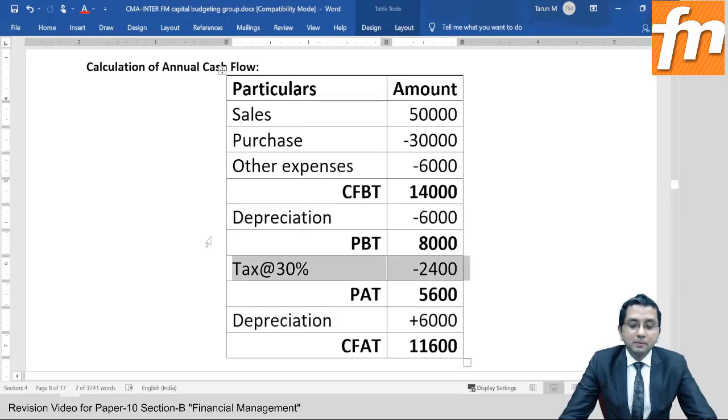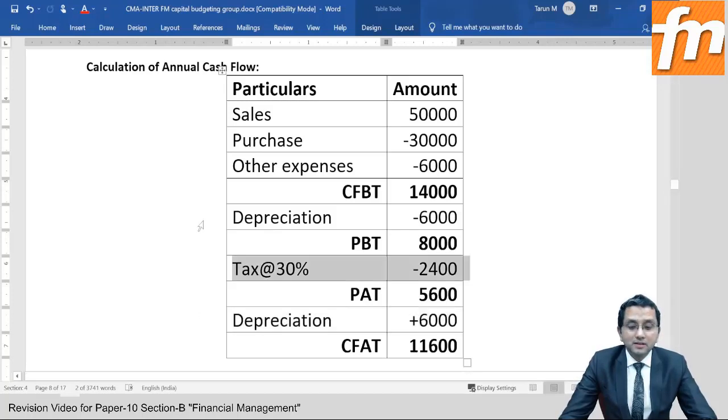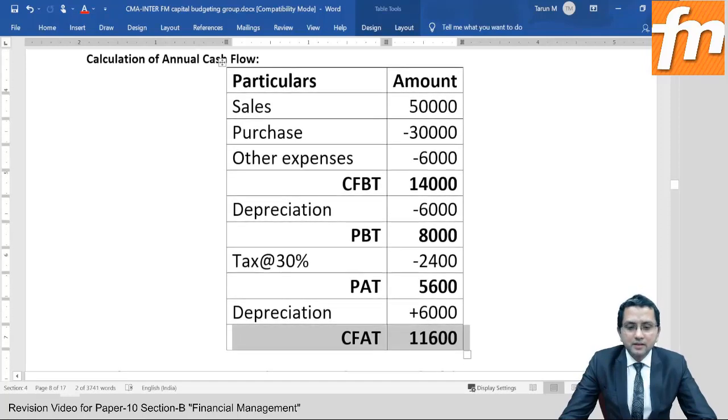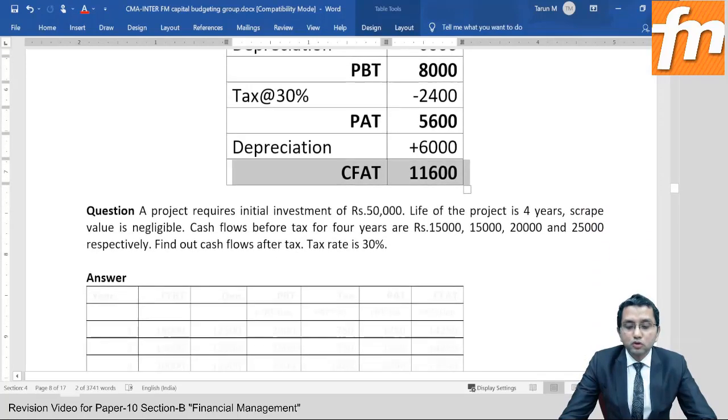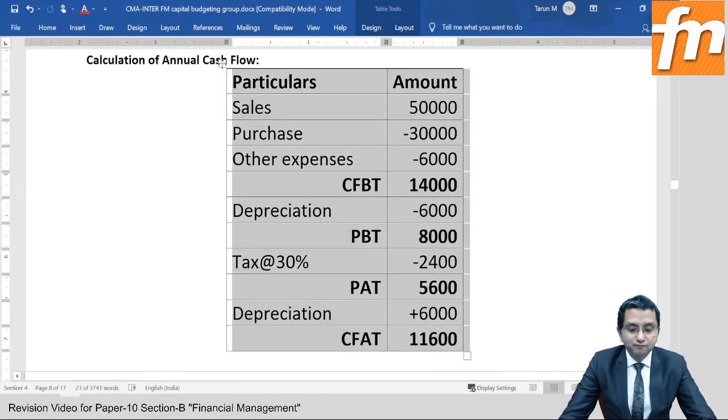That if tax is given ready-made, neither you need to deduct depreciation, nor you need to add it back. But 99% of the time, they don't give you amount of tax. So first you deduct depreciation, then you deduct tax, then you add back depreciation to arrive at cash profit after tax. These are steps for calculation. There are shortcuts also. In due course of time, we'll discuss about those shortcuts.